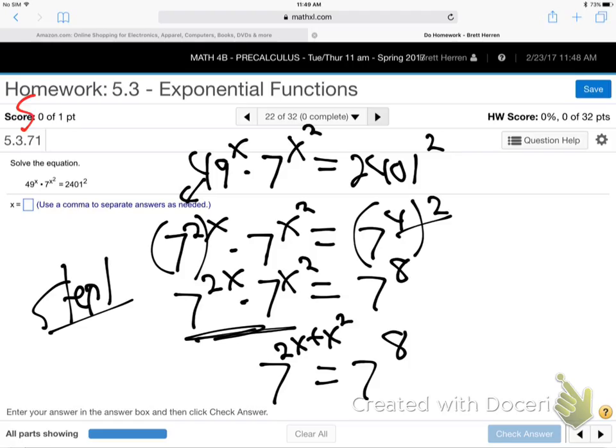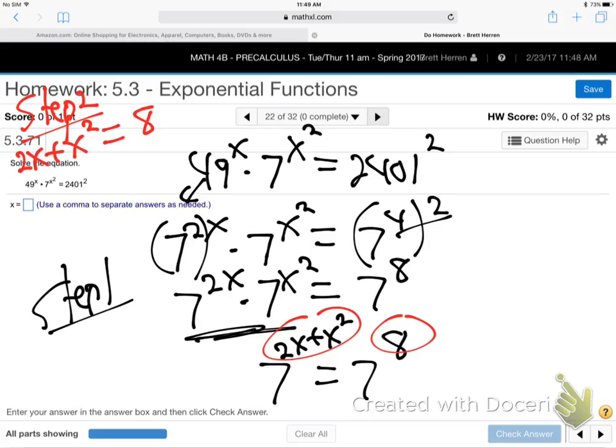And I'm totally out of room. I'll just squeeze it up here. Step 2, powers equal. So this power equals that power. So 2x plus x squared is 8. So you know the drill. Got x squared, get a 0. Jump the 8 over. I'm going to reorganize it. x squared plus 2x minus 8 is 0.